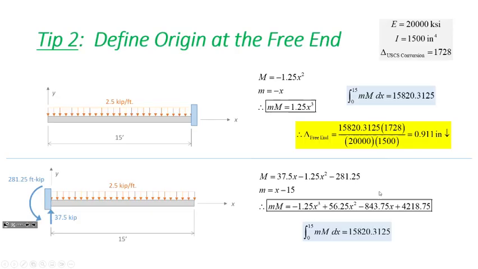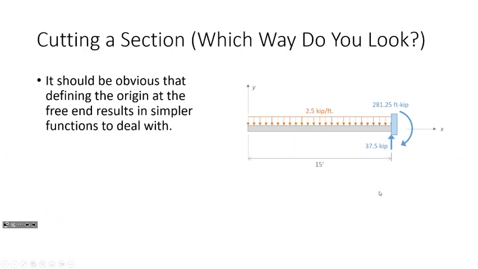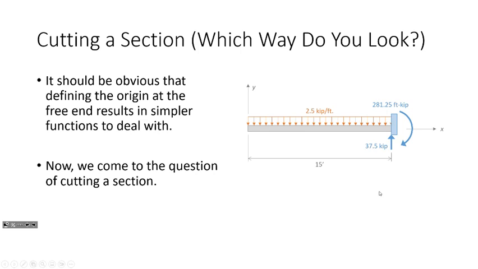But notice how in both of these examples, I cut a section and I look to the left. I cut a section and I look to the left. To be frank, I was kind of cheating a little bit when I'm looking at this algebra. So what happens if I cut a section and I keep my origin at the free end, and now let's evaluate cutting a section and looking to the left versus cutting a section looking to the right. Let's see what happens, okay?